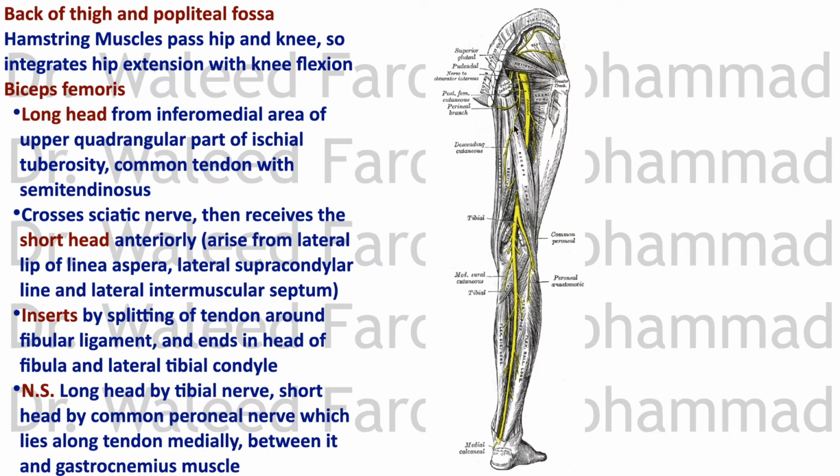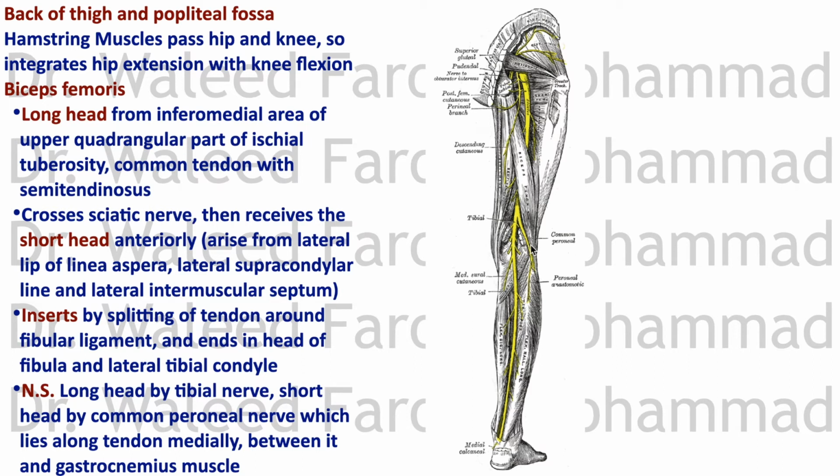Okay? It descends and crosses the sciatic nerve, as you can see here, from medial to lateral. And after crossing, it receives the short head on its anterior aspect. It's coming from the lateral lip of the linea aspera and the lateral supracondylar ridge and the lateral intermuscular septum. Both heads unite and form a tendon that inserts by splitting around the fibular ligament and inserts in the head of the fibula and lateral tibial condyle.